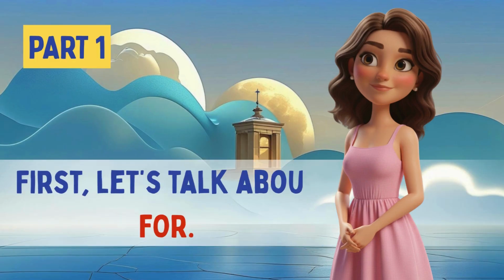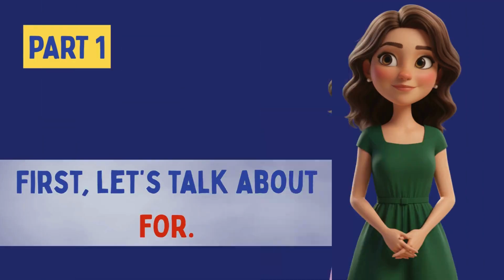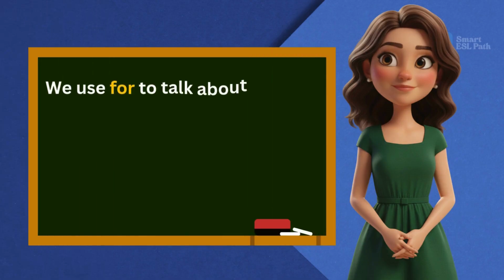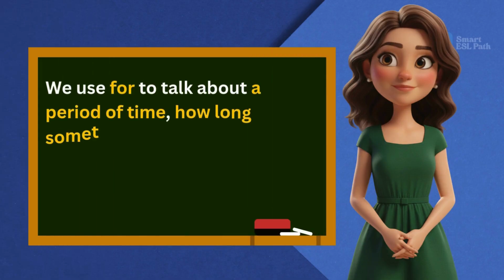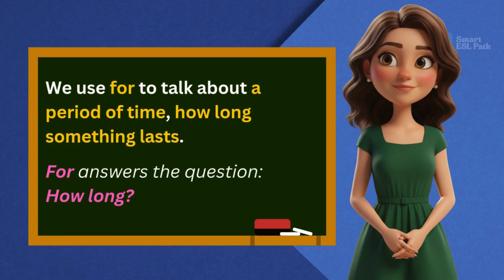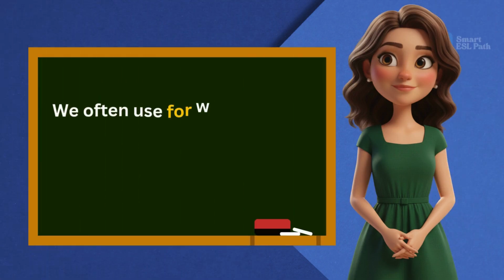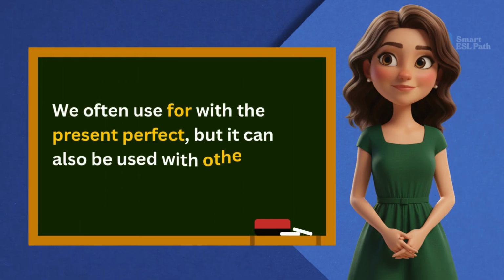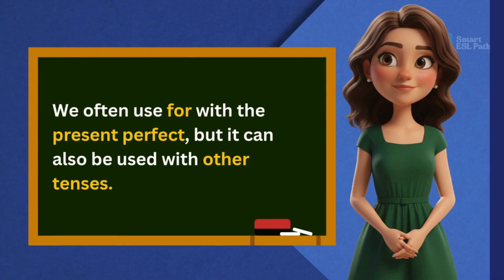First, let's talk about for. We use for to talk about a period of time, how long something lasts. For answers the question, how long? We often use for with the present perfect, but it can also be used with other tenses.